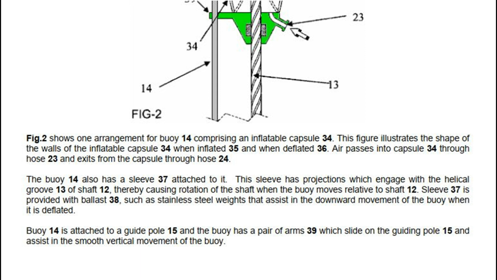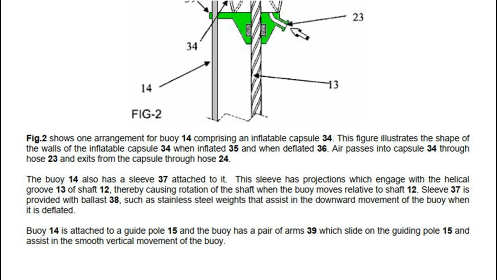This sleeve has projections which engage with the helical groove 13 of shaft 12, thereby causing rotation of the shaft when the buoy moves relative to shaft 12. Sleeve 37 is provided with ballast 38, such as stainless steel weights that assist in the downward movement of the buoy when it is deflated.